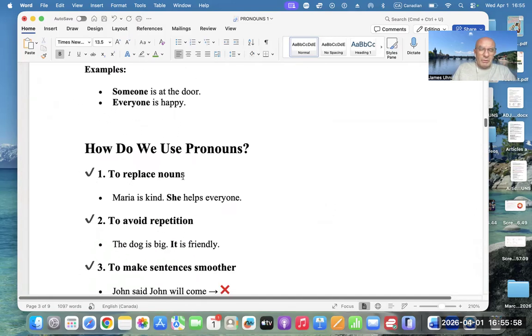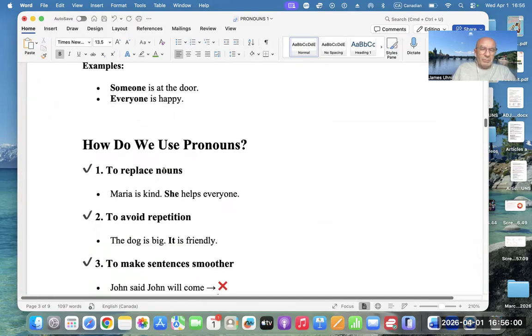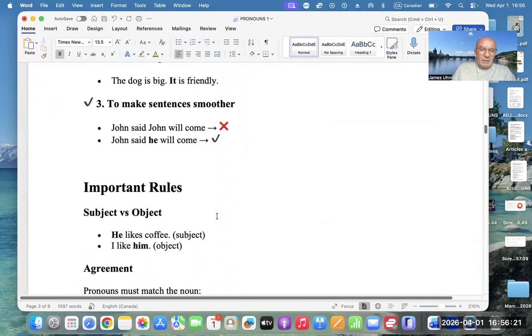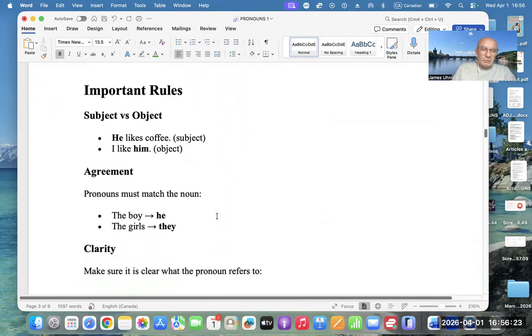How do we use pronouns? To replace nouns, to avoid repetition, to make sentences smoother. For example, "John said, John will come," which is wrong. "John said, he will come." It's correct grammar. Then there are important rules.